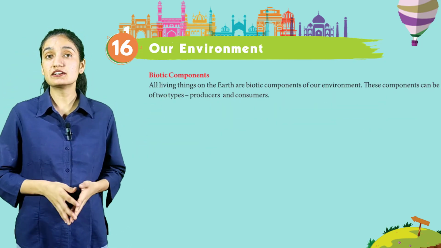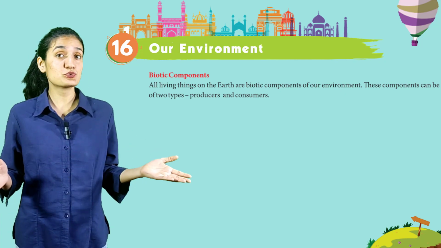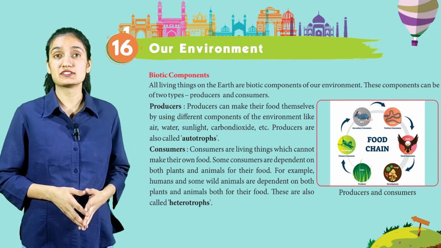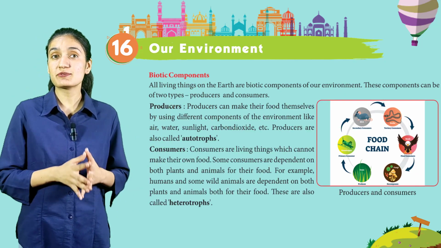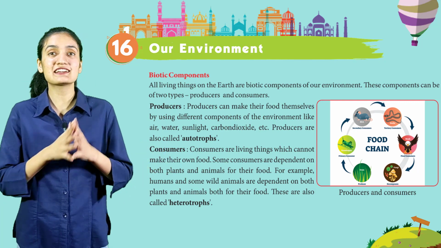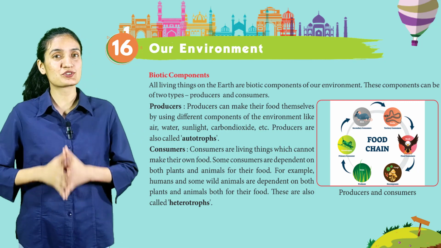Next is biotic component. All living things on the earth are biotic components of our environment. These components can be of two types, producers and consumers. First, we have producers. Producers can make their food themselves by using different components of the environment like air, water, sunlight, carbon dioxide, etc. Producers are also called autotrophs.